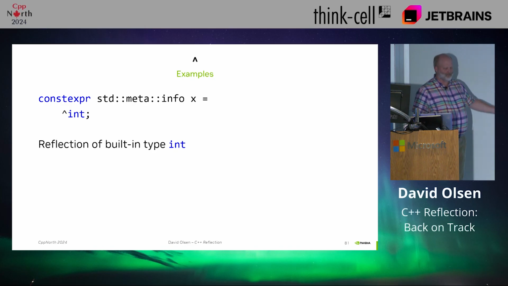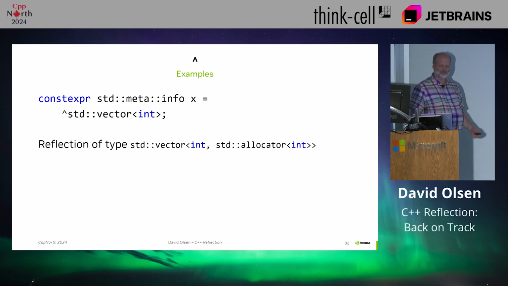So some examples of this. If we do caret int, that's a reflection of the built-in type int. Caret std vector int, sorry, is a reflection of the type std vector int, std allocator int. Remember, vector has a default template parameter, and that's recorded in the reflection of this type.